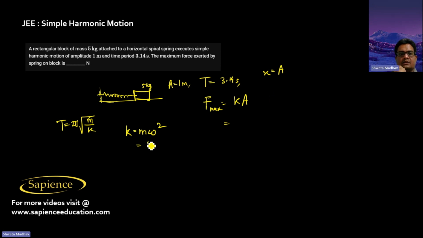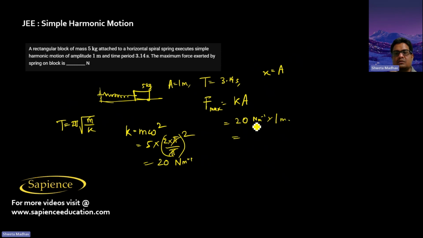K will be equal to M, that is 5 kg, into omega square, which is 2 pi by T, and 2 pi by T is pi, whole square. So this is 5 into pi square, that is 20 Newton per meter, into the amplitude, which is 1 meter. So the maximum force exerted is 20 Newton. So 20 is the answer.